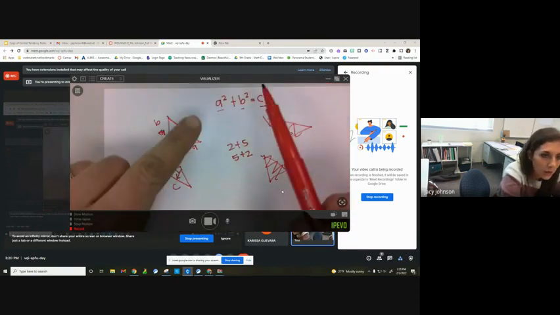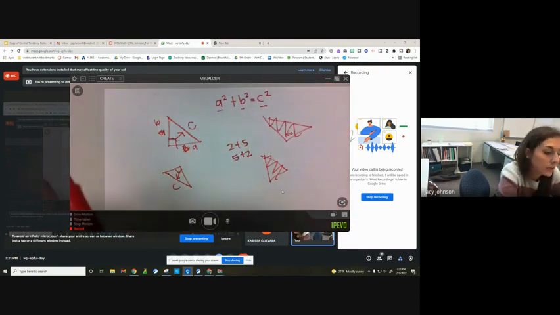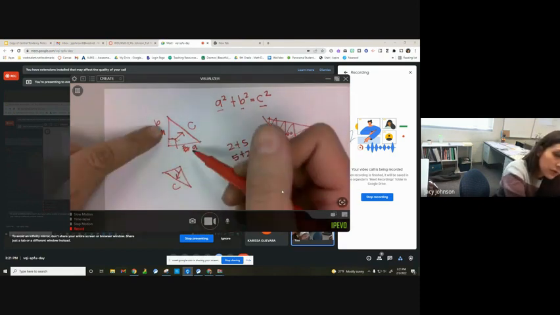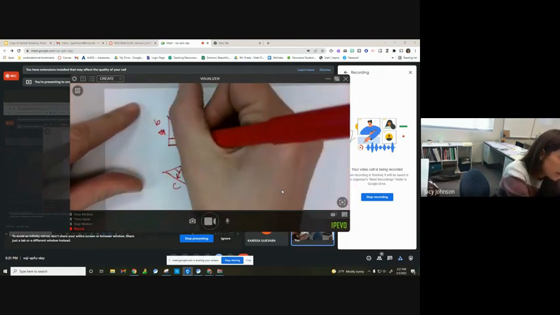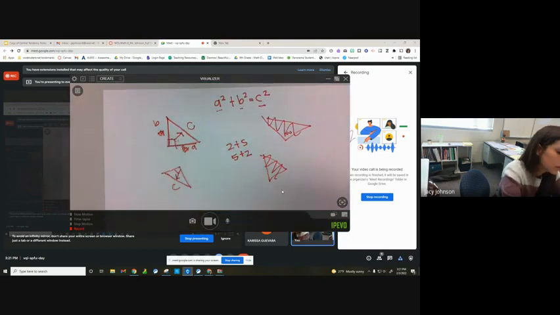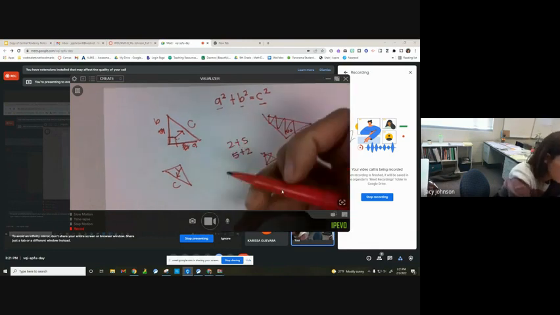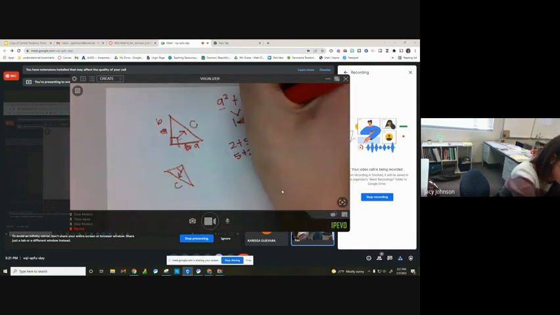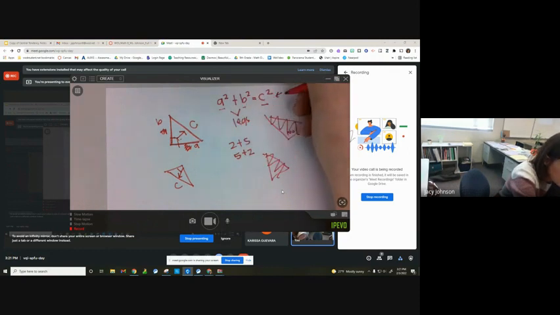So as far as knowing which one is A and which one is B, you can choose between these two sides. A and B are always the sides that make up that square on that right angle. So A and B are those, and they call those the legs. So A and B are the legs, and C is the hypotenuse.